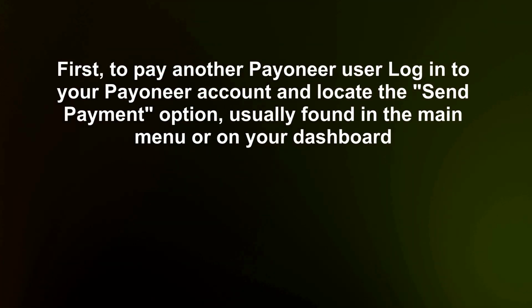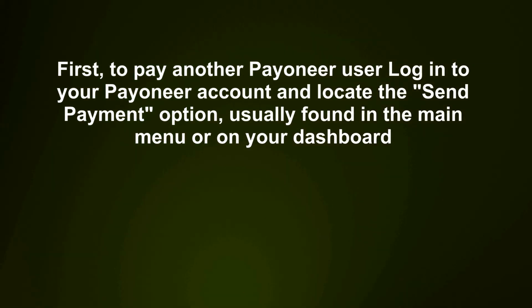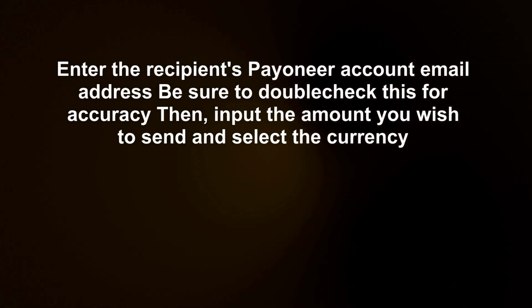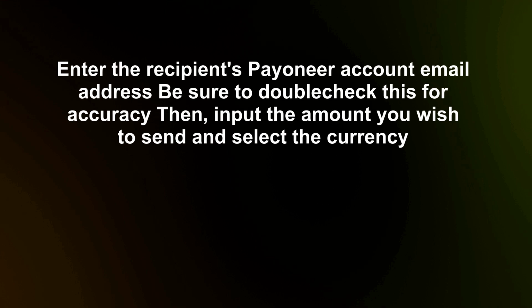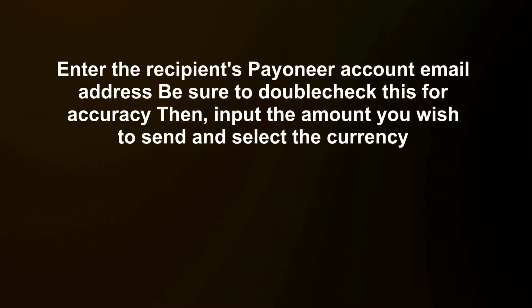First, to pay another Payoneer user, log into your Payoneer account and locate the Send Payment option, usually found in the main menu or on your dashboard. Enter the recipient's Payoneer account email address. Be sure to double-check this for accuracy, then input the amount you wish to send and select the currency.